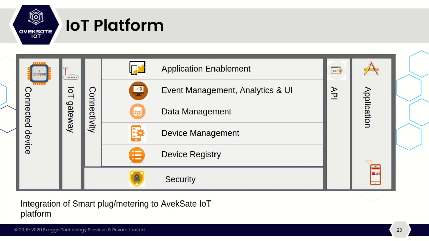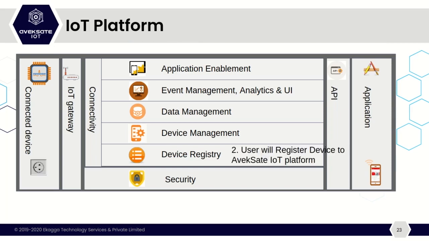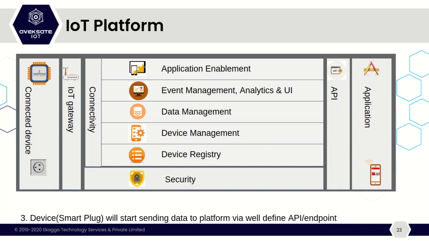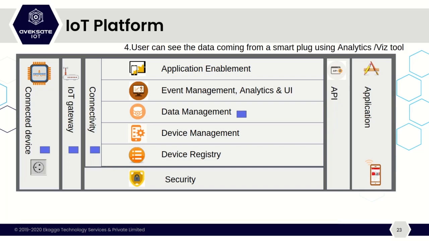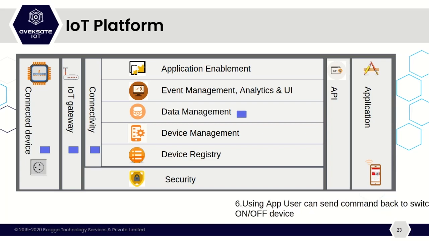We will show a quick example. Let's say a user comes to the platform and registers, and then has a smart plug. Once the smart plug is onboarded, you register it. After registering, the device will start sending data to the platform via a well-defined endpoint and API. This flows to the gateway, passes using connectivity to the device data management, and the data management stores it. Finally the status can be seen using the GUI on the mobile application, and you should also be able to turn this smart plug on and off using the provided option.